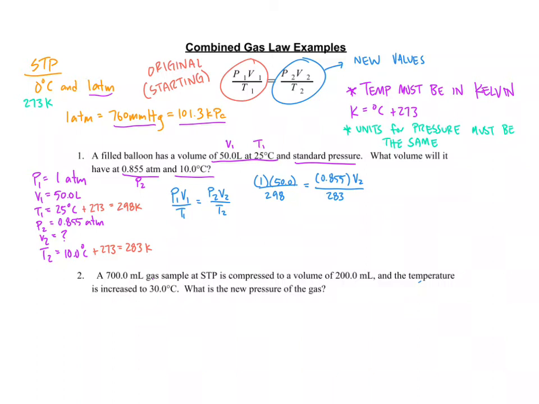So I've got a fraction on the right and a fraction on the left, which means that I'm going to cross multiply in order to get V2 by itself. The first thing I'm going to do is cross multiply this right here. So 1 times 50 times 283 gives me 14,150.